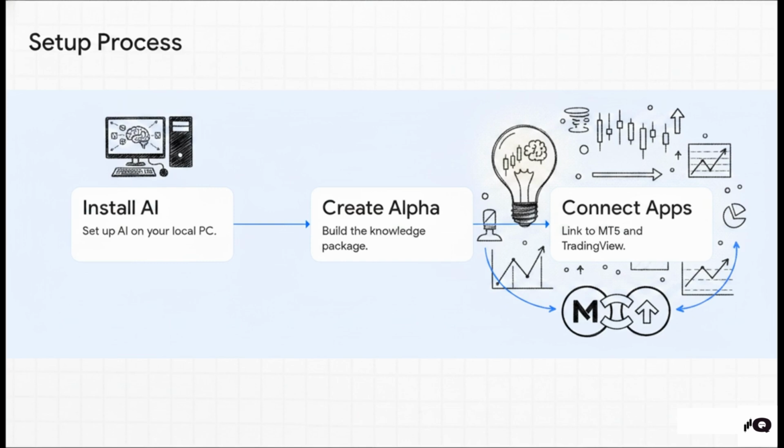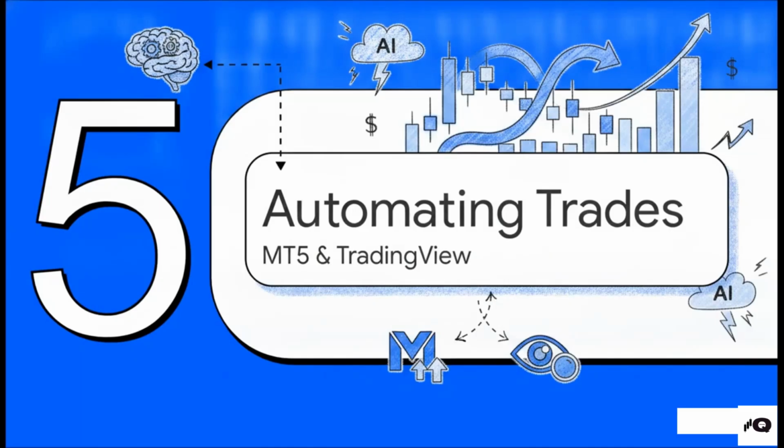There are 3 distinct phases. Step 1, the team sets up the AI directly on your local PC. Step 2, they create what they call the alpha, which is basically the specific knowledge package the AI needs so it actually understands trading concepts. And step 3, they physically connect this AI to your MetaTrader 5 terminal and your TradingView account. The loop is completely closed for you, one and done. Next up, Section 5, automating MT5 and TradingView.